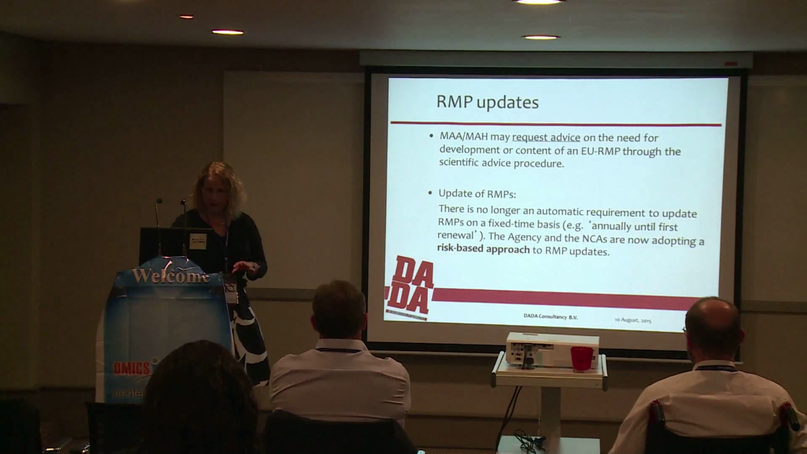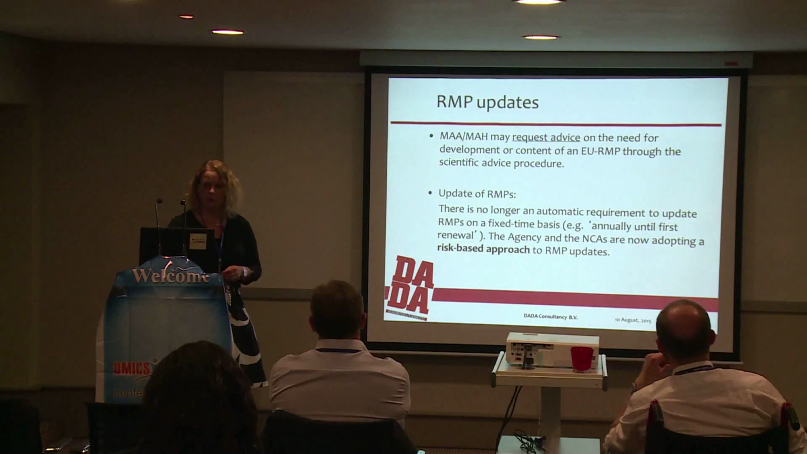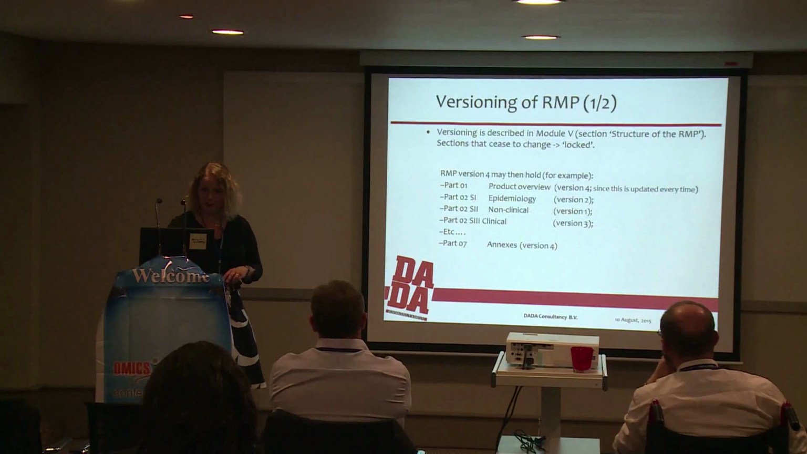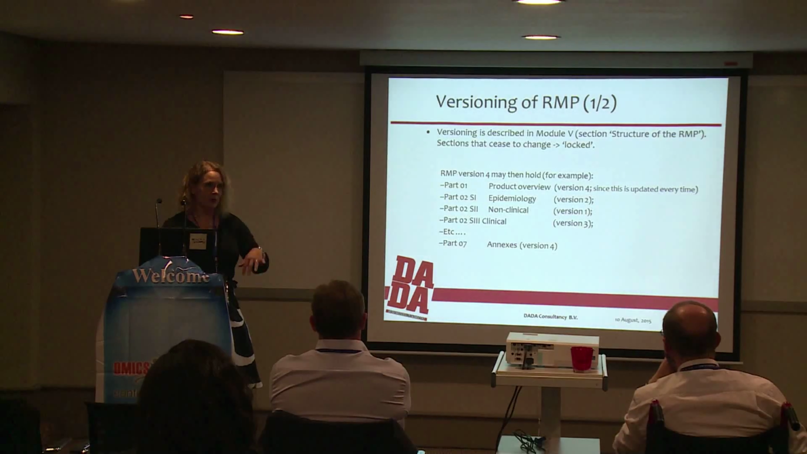Updates of the RMP, so that's now on a risk-based approach, and that's going further and further, so we don't have specified timelines anymore, but when there's a certain risk identified. Versioning is per part, so that means that if you have an RMP version 4, you could still have parts in there that still are version 2, so versioning might differ between the different modules of the RMP.